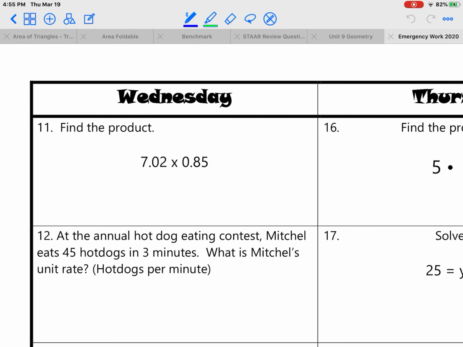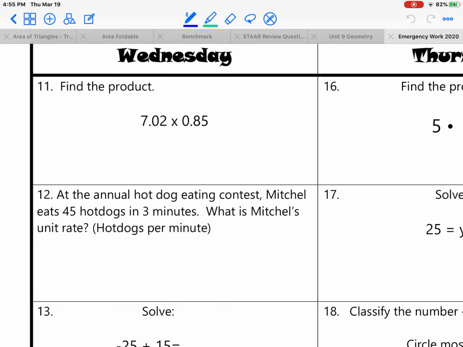Okay guys, here's another video lesson for you. This is on the Wednesday part of your homework for this week. Hope everybody's doing okay. Number 11 says find the product.